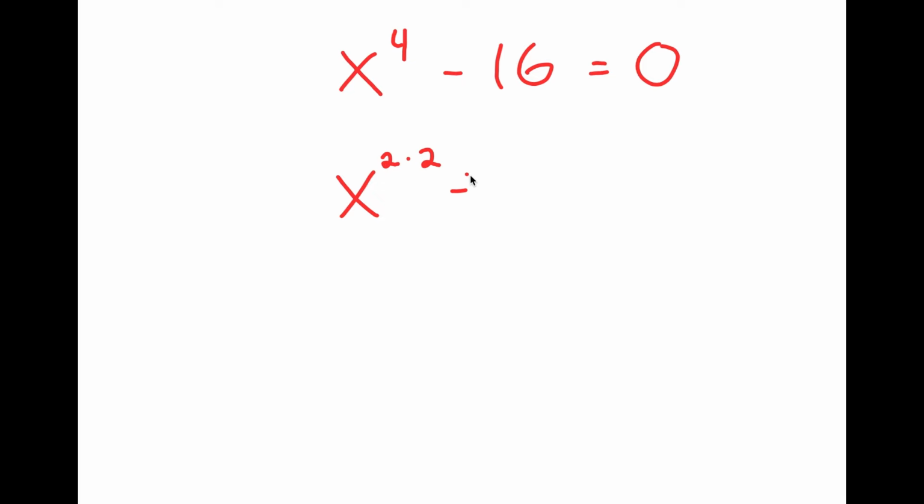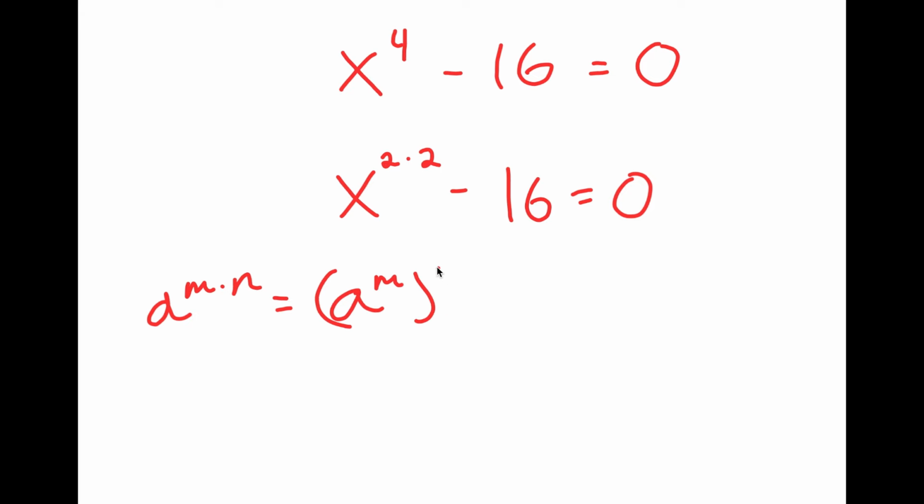All right, so in this video, I'm gonna solve the equation x to the power of 4 minus 16 is equal to 0. So to solve this, I'm gonna first rewrite this as x to the power of 2 times 2 minus 16 is equal to 0. And if I have something in the form a to the power of m times n, this is equal to a to the power of m to the power of n.